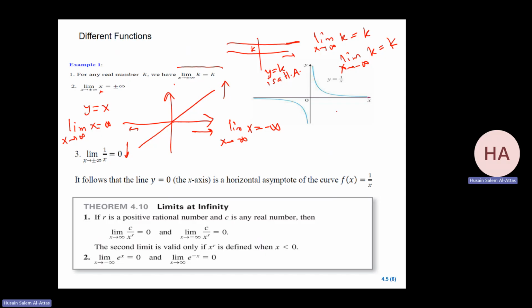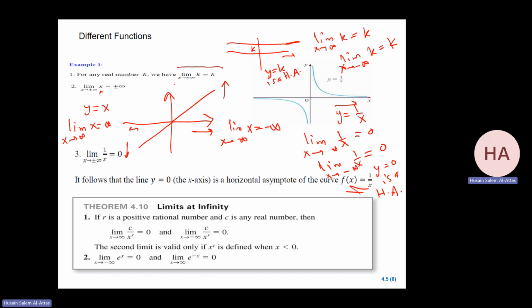What about y equals 1 over x? You notice I'm doing different functions. Y equals 1 over x, what will happen? Limit as x goes to infinity, from the graph, the function is going to where? To 0. And the same thing from the other side. As x goes to minus infinity for 1 over x, it will be what? 0. So I have y equals 0 as the horizontal asymptote for the function 1 over x.